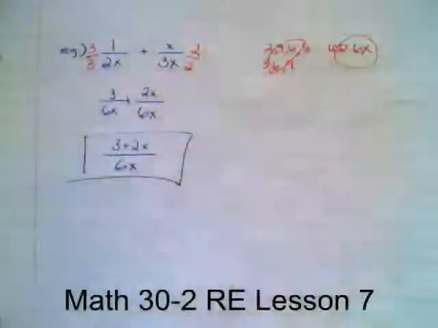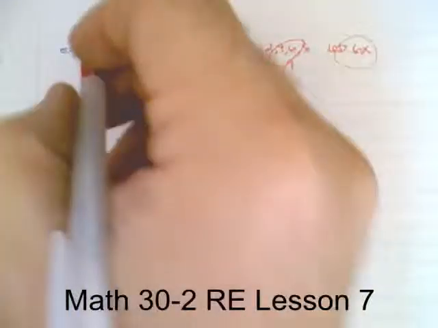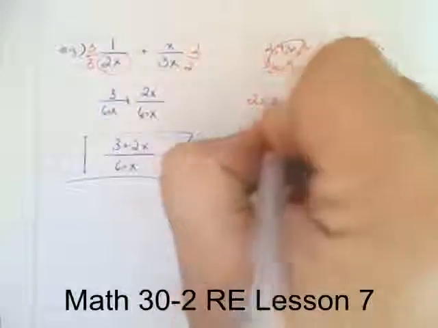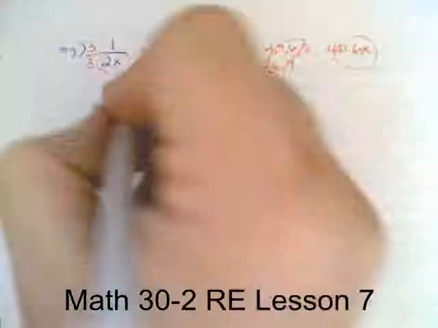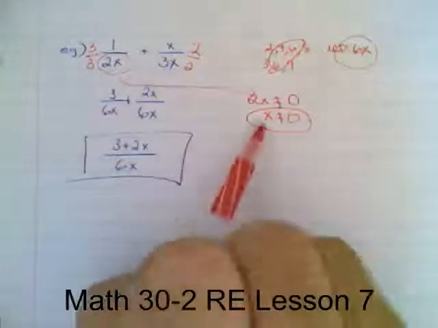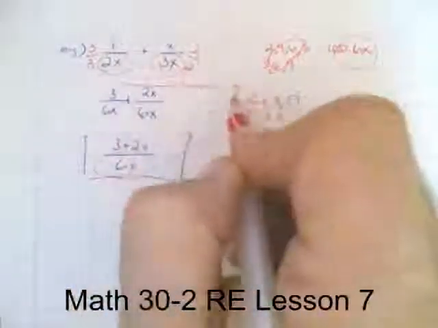Now I just add the numerators, so 3 plus 2x all over 6x. There's my value there. I'd check it to see if it simplifies. It doesn't simplify, so I'm going to leave it at that. I do also need to consider non-permissible values. So out of this one, I get 2x cannot equal 0, which means x cannot equal 0. That's one of the non-permissible values. I get the same non-permissible value out of this guy: 3x can't equal 0, so x cannot equal 0. And I get the same non-permissible value out of this guy: 6x does not equal 0.